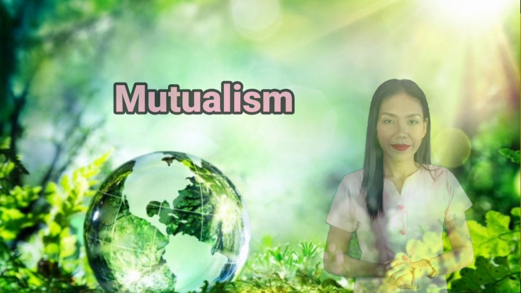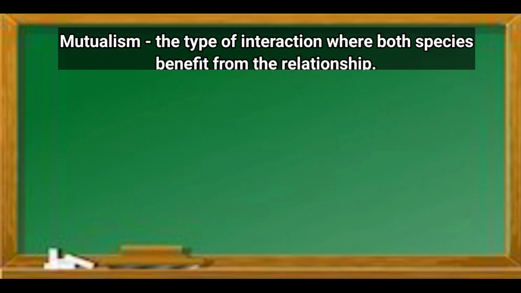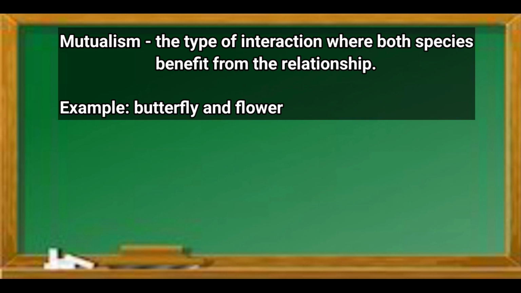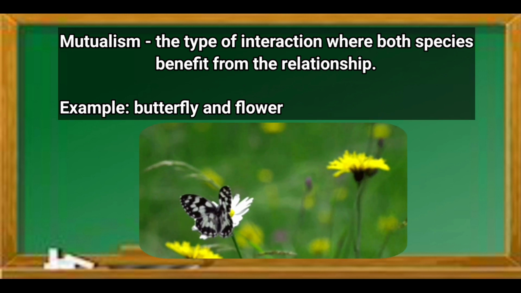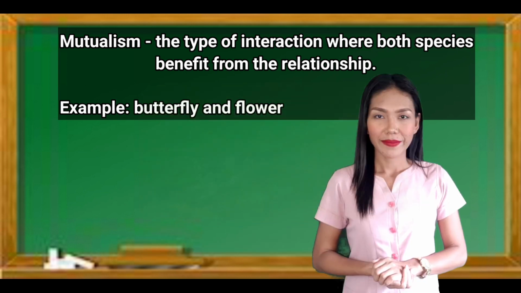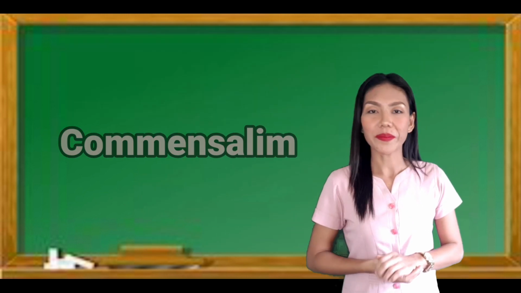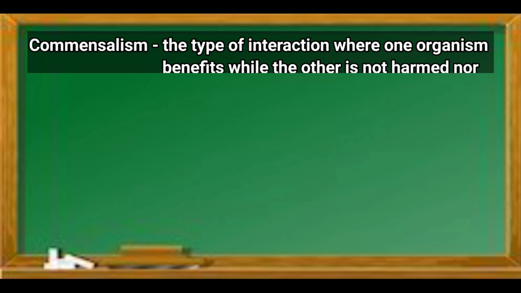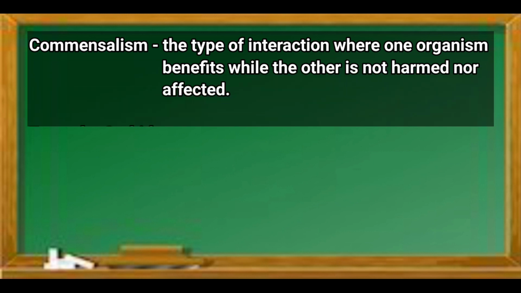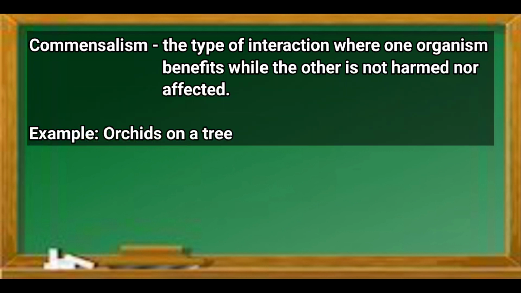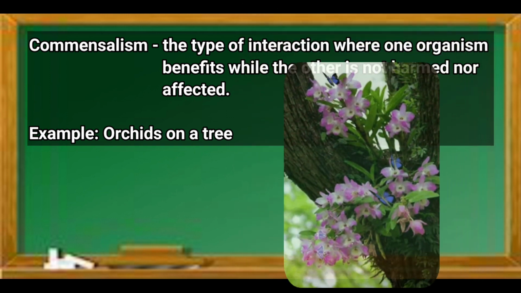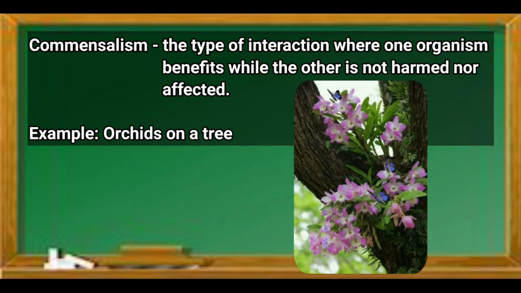Mutualism. The type of interaction where both species benefit from the relationship. Example, butterfly and flower. Commensalism. The type of interaction where one organism benefits while the other is not harmed nor affected. Example, orchids on a tree.